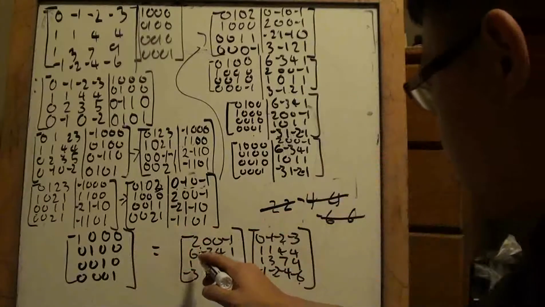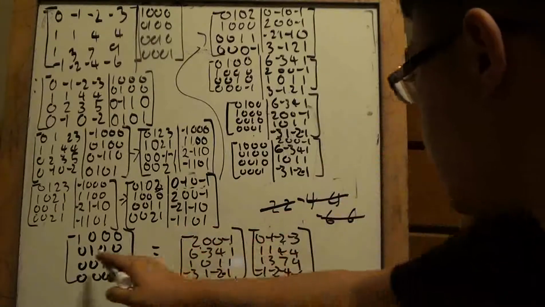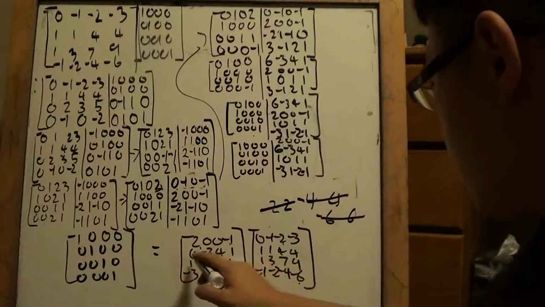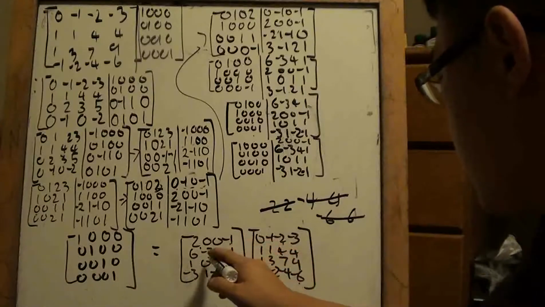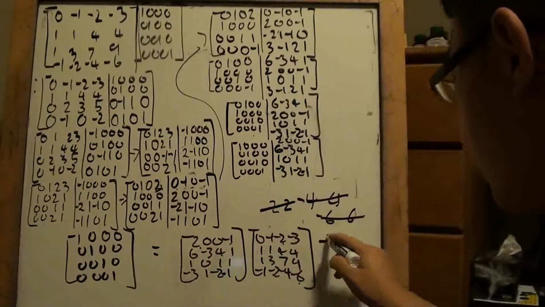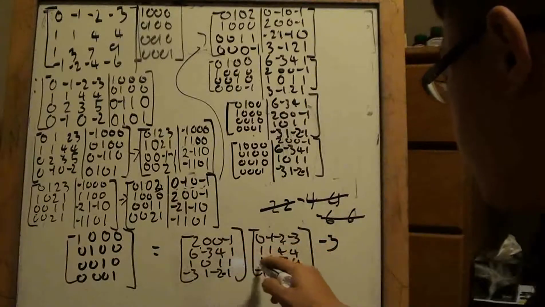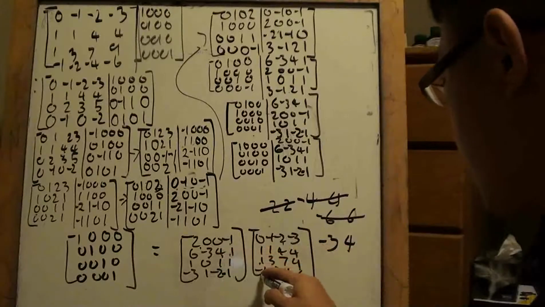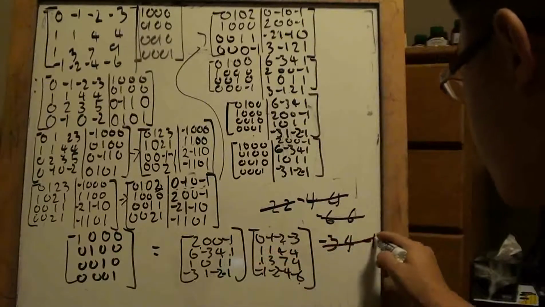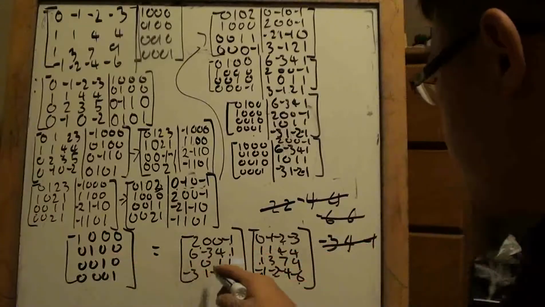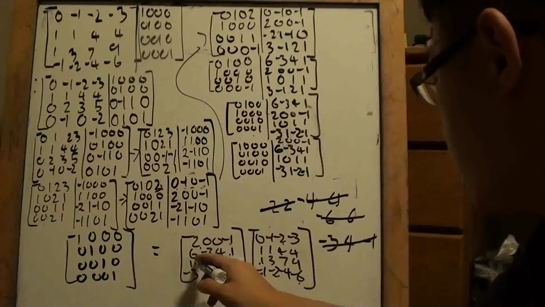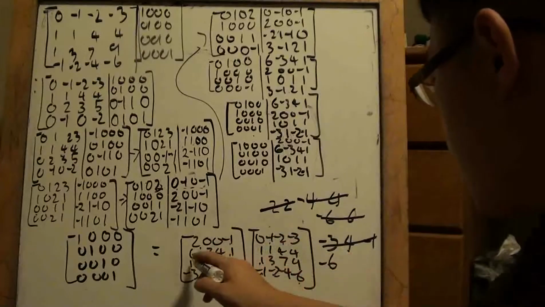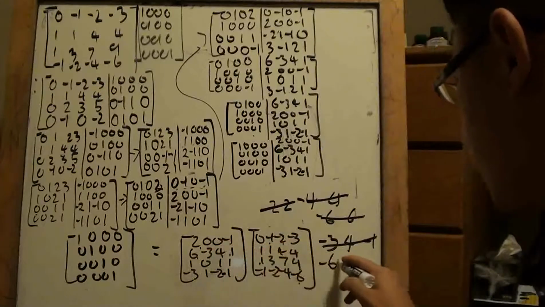Good. Next one, 6 times 0 is 0. Negative 3 times 1 is going to be negative 3. 4 times 1 is going to be 4. And then 1 times negative 1 is going to be negative 1. 0. Good. Next one is going to be a 1, hopefully. 6 times negative 1 is going to be negative 6. And negative 3 times 1 is going to be negative 3.